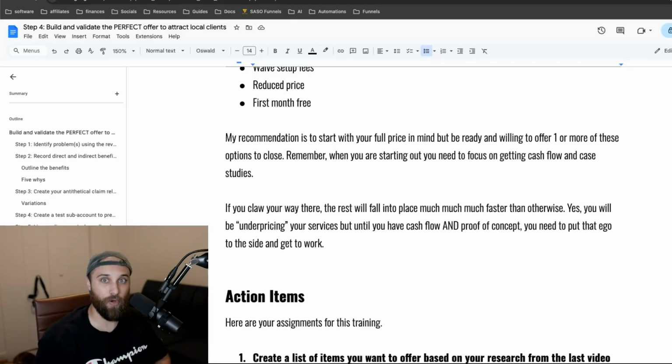When people say charge your worth, if you have no case study, no clients, what's your worth? Your worth is nothing, right? You can build that worth, but this is how you do it.